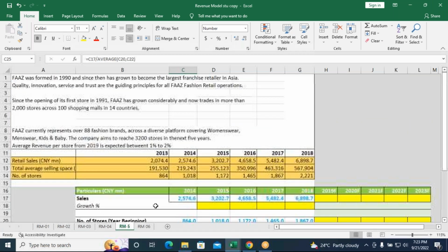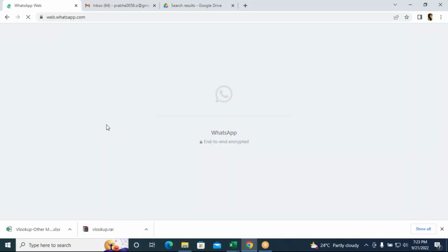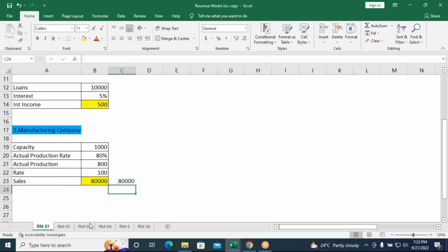So next we are coming to the revenue model. I believe I have shared this in the group. Has everybody downloaded it? Yes, ma'am.